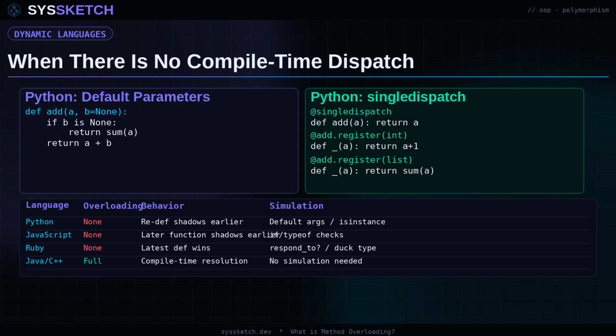A Python method might check isinstance on its arguments and branch internally, or use functools.singledispatch to register handlers per type. This achieves the same caller experience, one name, different behavior by argument type, but the resolution happens at runtime, not compile time. The trade-off is flexibility versus safety. Python can dispatch on any condition, but errors only surface when the wrong branch runs, not when you write the call.